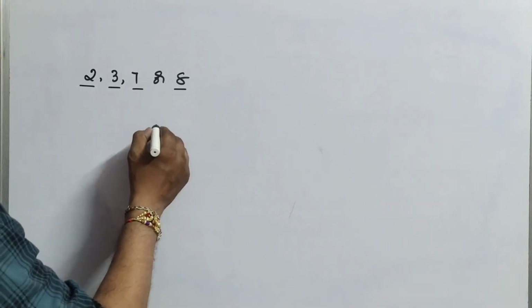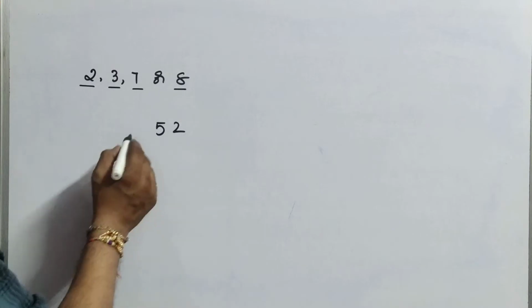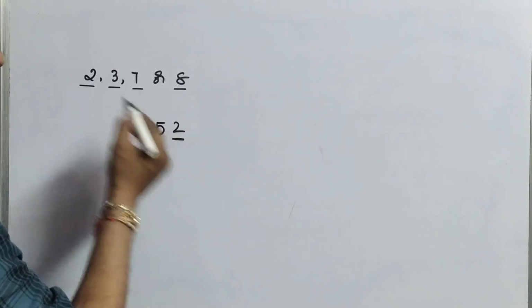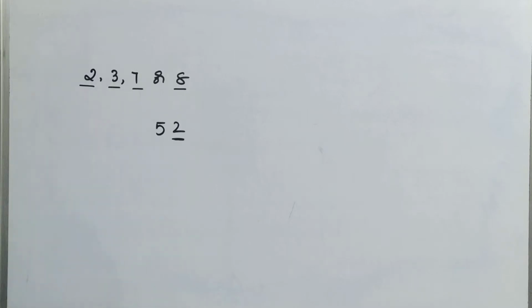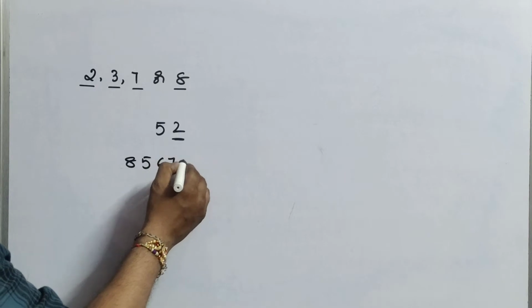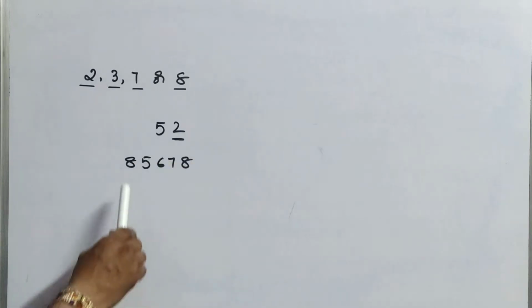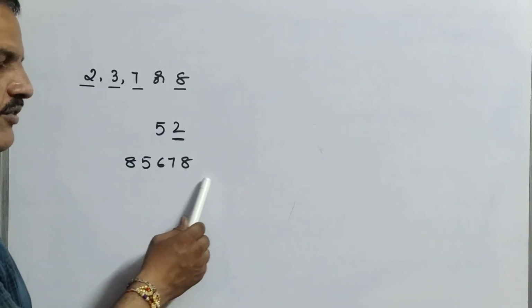Listen very carefully. Suppose I gave you 52. Here the ones digit is 2, so clearly you can say that it is not a perfect square. Even if a big number is given like 85678, if they ask you to find the square root, you can immediately say that it is not a perfect square.